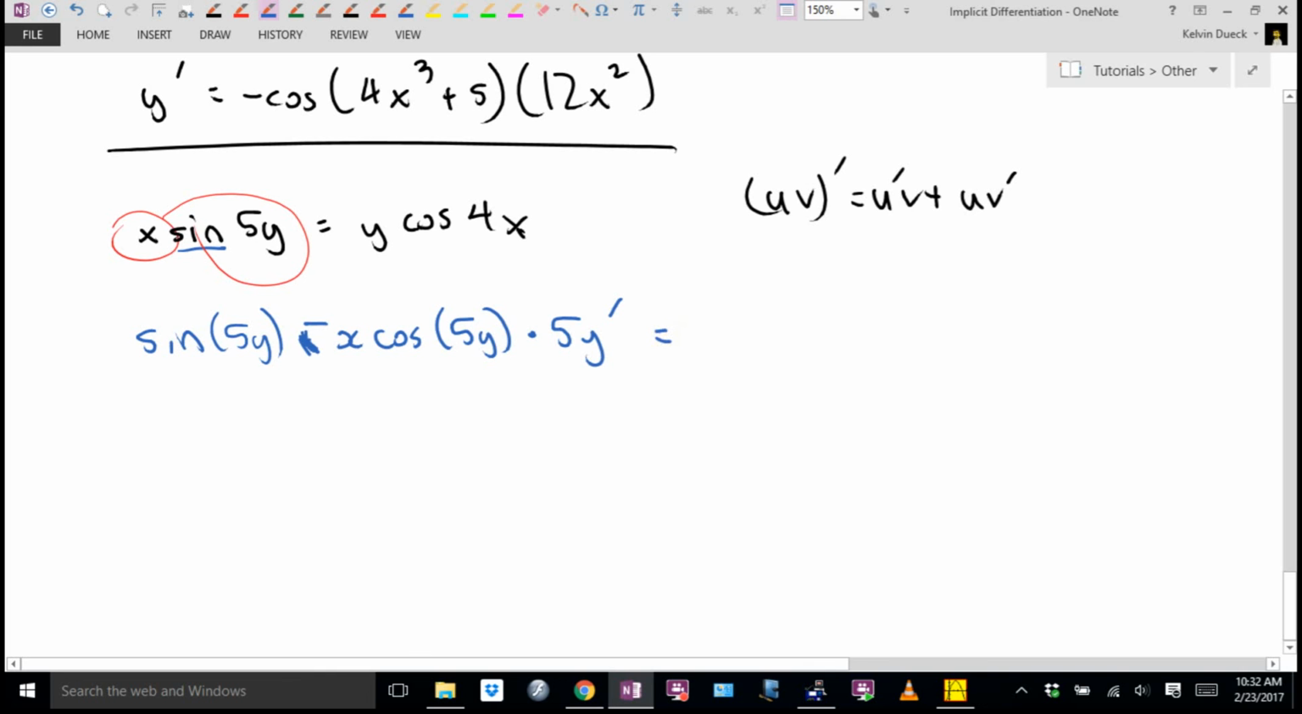Equals. The right-hand side is also a product rule. This time I'm not going to circle stuff. I'm going to see if I can just do it. It's derivative of the first term. What's the derivative of y? I'm going to have two y primes. I'll get them to one side and factor later on. Rewrite the second function. Plus, rewrite the first function, y, times the derivative of the second function.